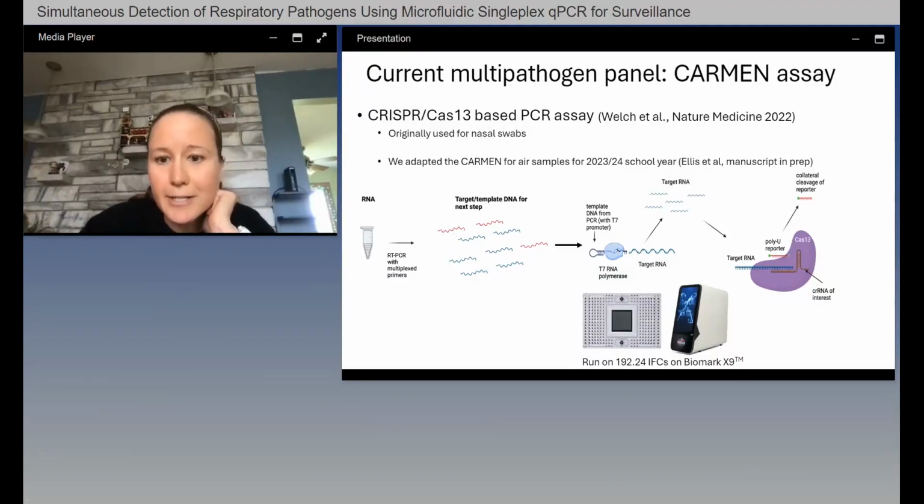So in that assay, we have our template DNA with the T7 promoter, and the RNA polymerase then can bind to it and produce target RNA. The target RNA then is recognized by the CRISPR RNA of interest that's present in our assays. And then the Cas13 enzyme can bind to and cleave that target RNA. There's a poly-U reporter probe that has FAM fluorescence attached to it that, as part of a collateral cleavage mechanism of the Cas13 enzyme, produces FAM fluorescence, which is read in individual microchambers in the middle of that IFC plate.